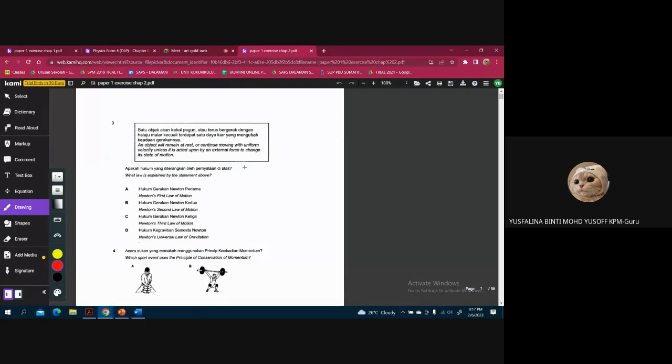Okay, this one is inertia, right? So let's say you are in the car, and suddenly your father pushes the brake. Then what happens to your body? Your body will move forward, right? But then it will move backward. So it means your body tends to keep moving forward, even though the car has already stopped. So that we call inertia.